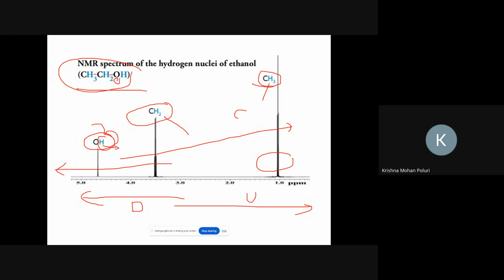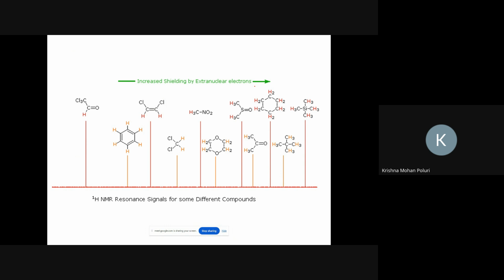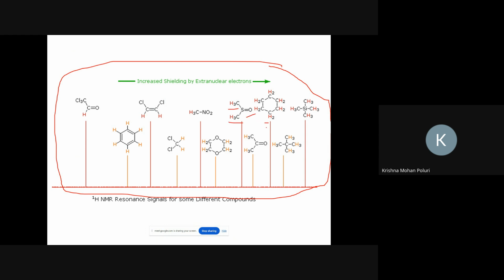In terms of the electrons which are present, this you call shielding, and this you call de-shielding. De-shielding means electrons have gone towards the electronegative atom. Shielding means the electrons are well in place. So for an organic chemist, for every hydrogen, depending upon any sort of compound, we can tell where exactly the signal comes.